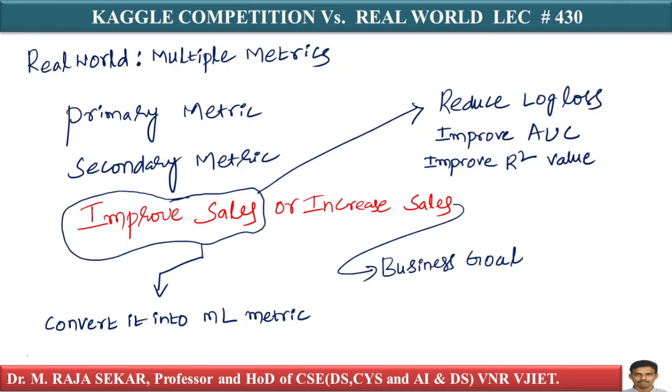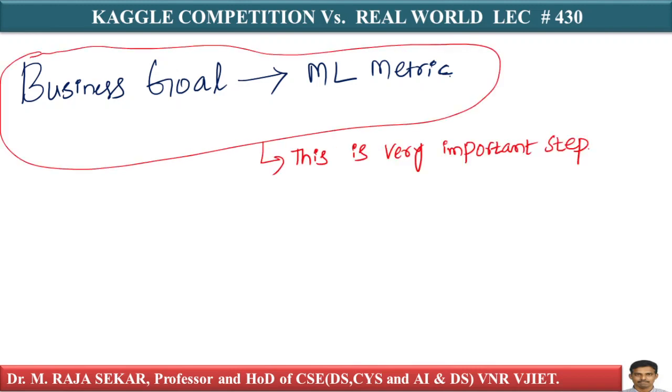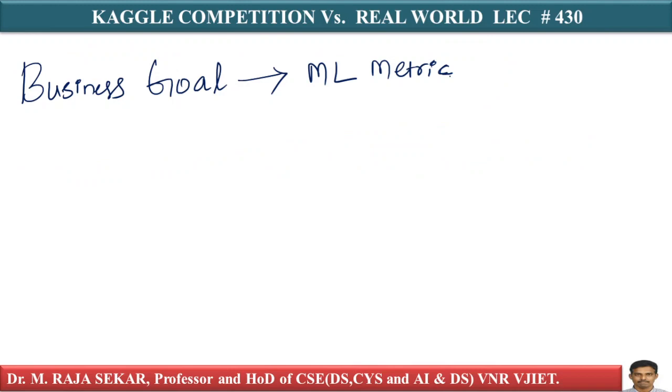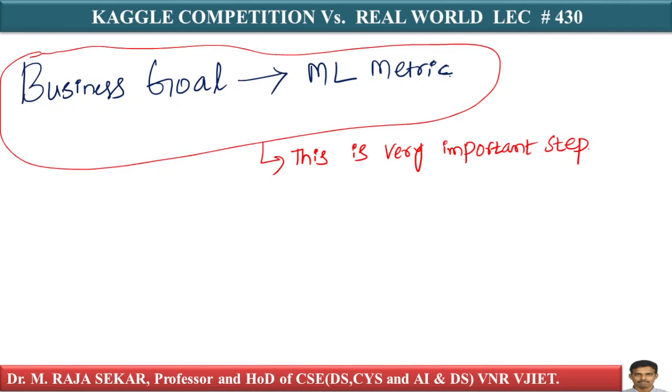This is something that lots of machine learning engineers in the real world do. They take a business metric or business goal, and they translate it to one or more machine learning metrics, isn't it? Yes, this is very important: converting a business goal into a machine learning metric.